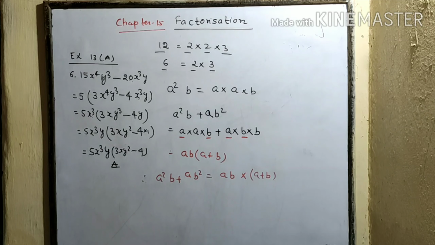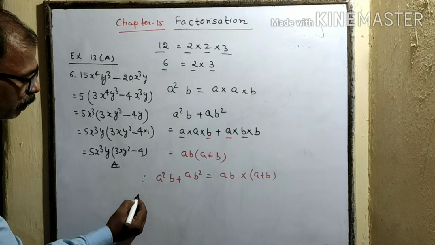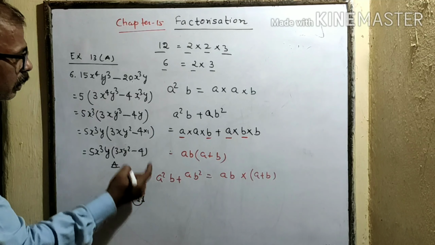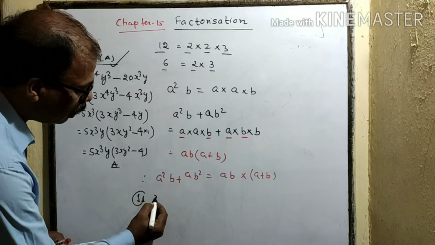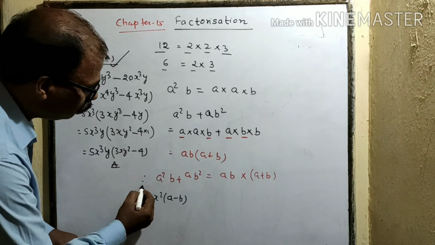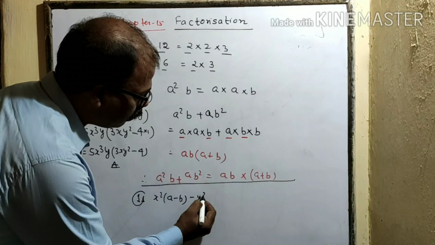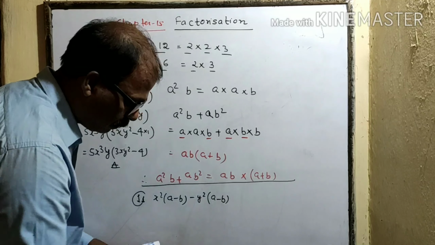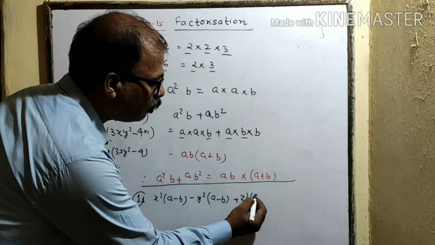One more question we'll see from your book, an example that is a little bit bigger. Exercise 13a, question number 11. It says x square into a minus b minus y square into a minus b plus z square into a minus b.